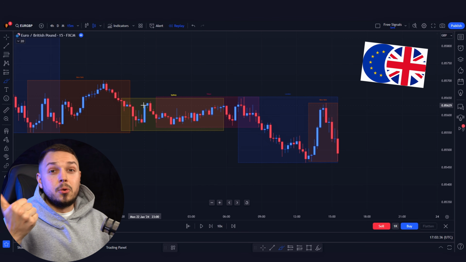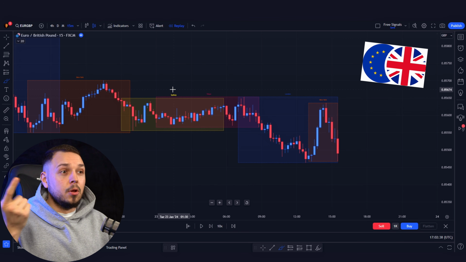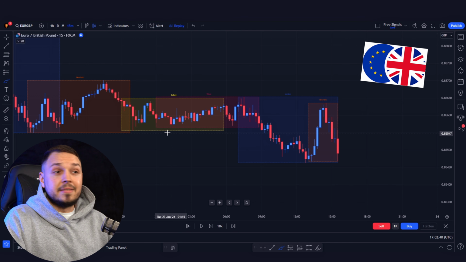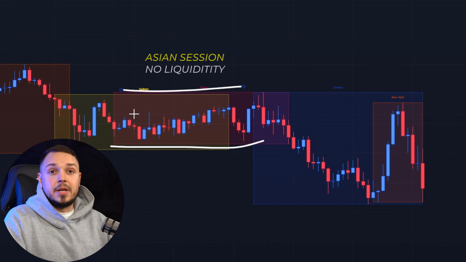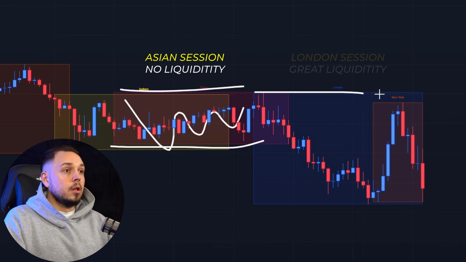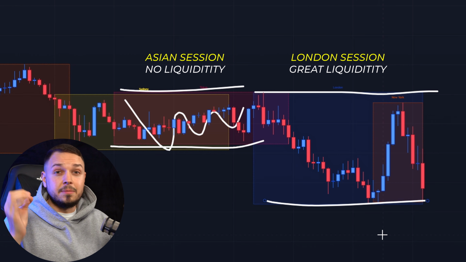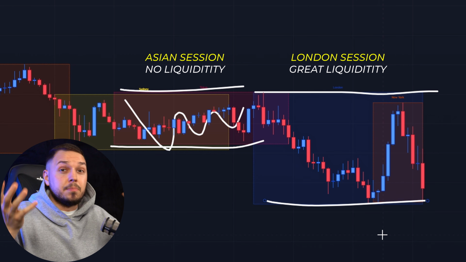So something like Euro against the Great British Pound will have a lot of liquidity as well. We can see an example. So Asia session over here, barely any movement. London opens up and there's twice as much liquidity, which means you can profit a lot more money.